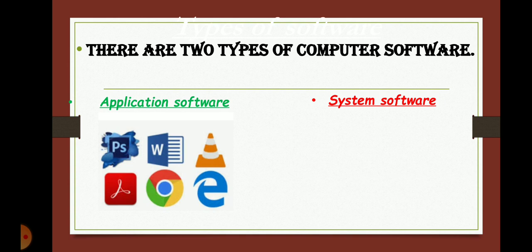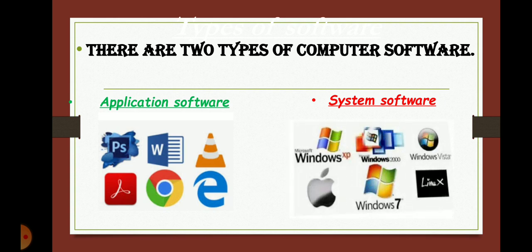Students, I have just told you that computer software is of two types, application software and system software. Here on this screen, you can see some examples of system software and application software also.